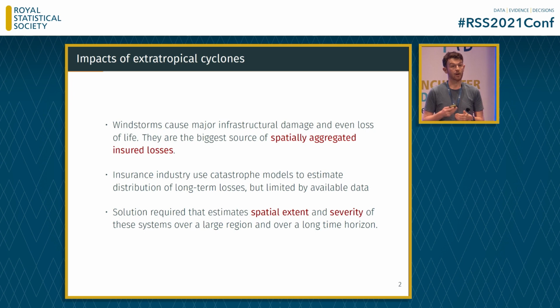Extratropical cyclones are largely the most relevant system to us in this part of the world. They generally are observed on a yearly cycle, and they're basically the winter storms that we see every year that are given names by the Met Office and Met Éireann. They're generally linked to flooding, landslides, substantial infrastructural damage, and in some cases even loss of life. More extreme examples in recent years were Storm Desmond and Storm Frank. In fact, they are the biggest source of spatially aggregated insured losses in this part of the world.